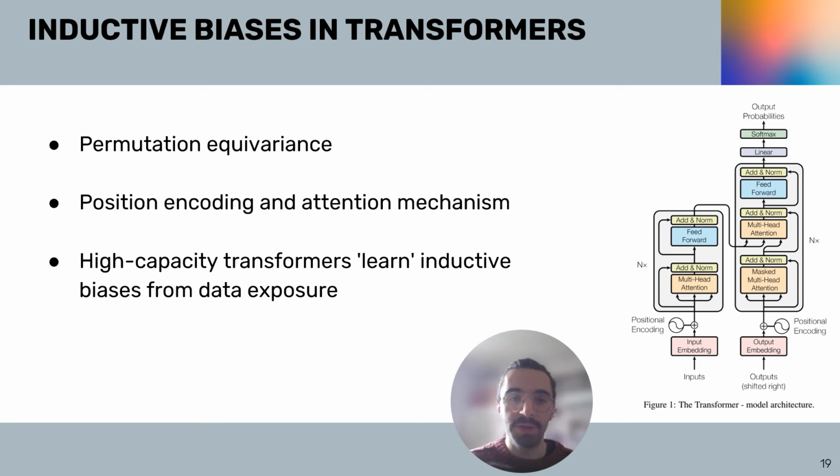High-capacity transformers have a remarkable ability to learn inductive biases from data exposure and augmentations, enhancing their generalization capabilities. In practice, achieving generalization often involves training on a broad spectrum of data. The extensive datasets available today enable models like transformers to be exposed to far more data than single humans or animals in their lifetimes.